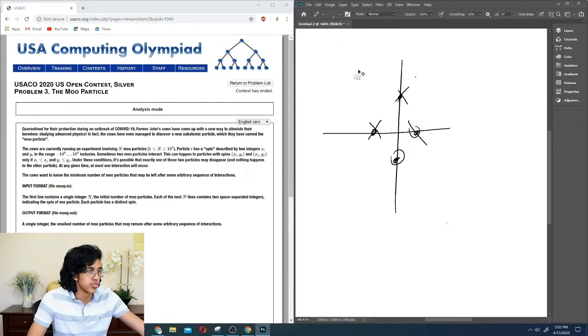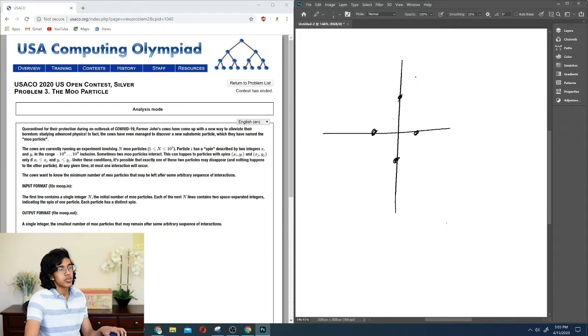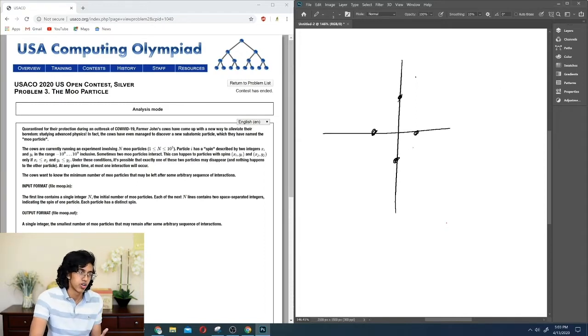Well, if you think about it this way, every particle could get rid of all the things to the bottom left and all the things to the top right. But it's not always optimal to kill everything to your bottom left at the same point, right? Because if we took this one and killed everything it could possibly kill in one go, then there's no way to kill this one over here. So that's not going to work.